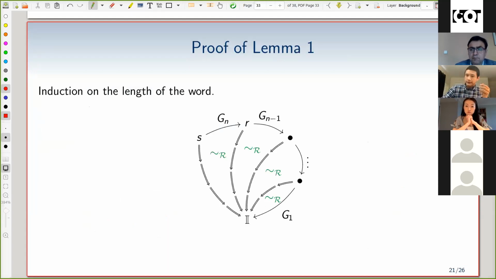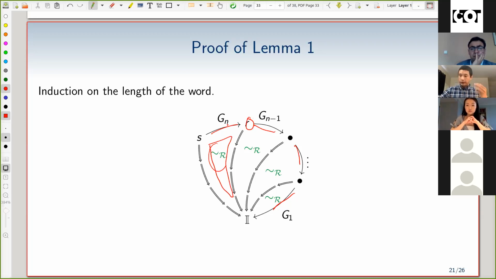So we do induction on the length. For example, right now we have n symbols here. We have a word of length n. We do induction. So assume we can show the commutativity of this triangle. By commutativity, I mean this triangle is a consequence of R. So this equals this. It's related to the other part. It's a consequence of R. So if we can show this triangle, then this R has length n-1. We can do induction on the rest.